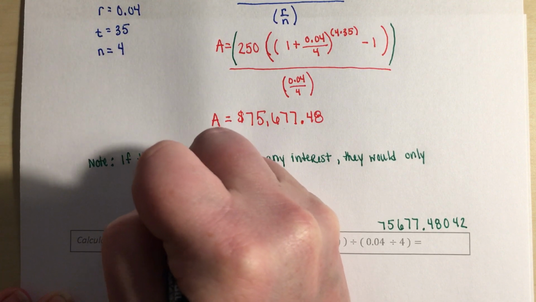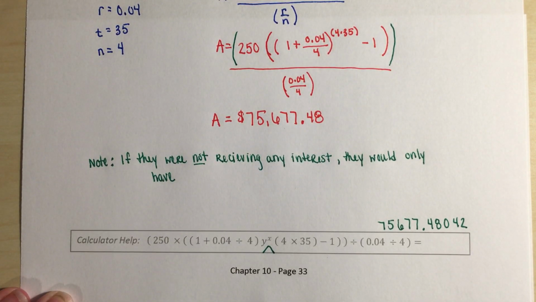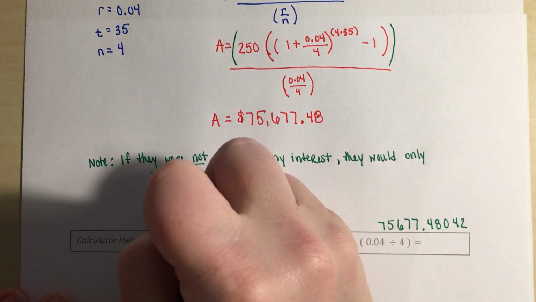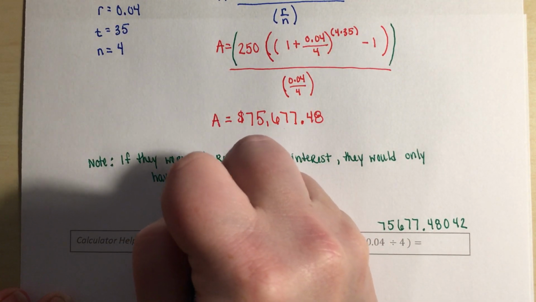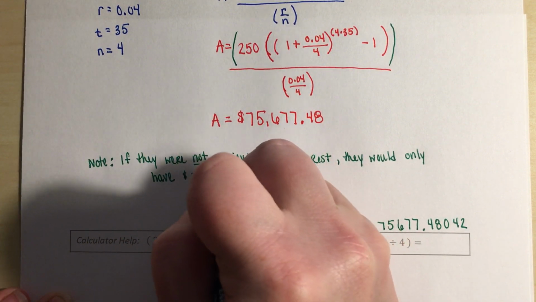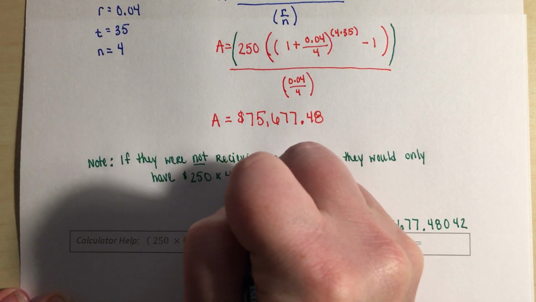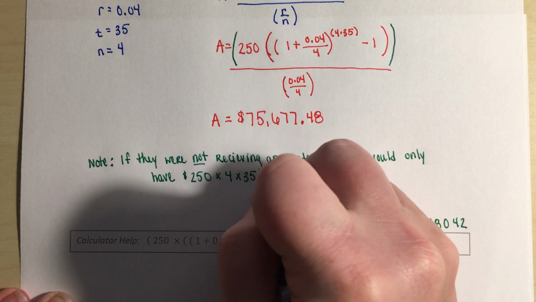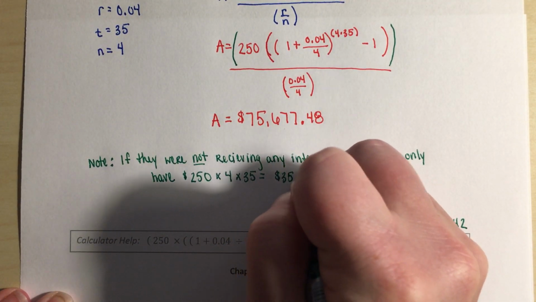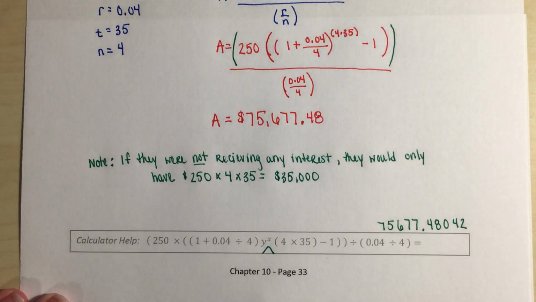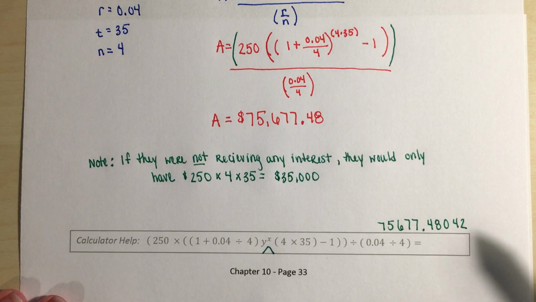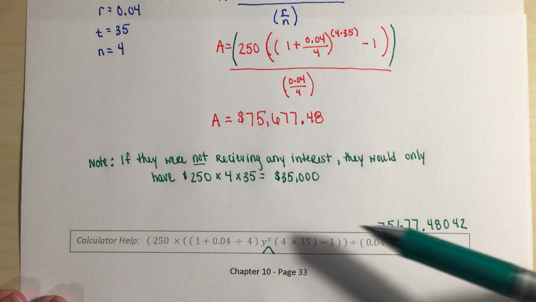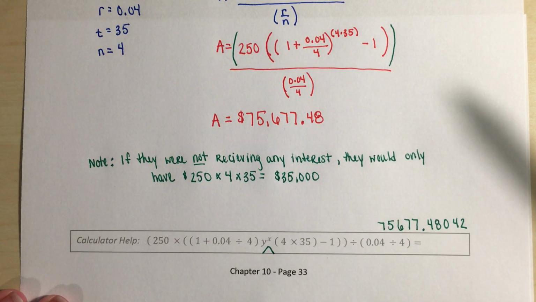So let's say instead of investing money in an ordinary annuity, they were just putting it in a bank account that doesn't gain interest. $250 payments times 4 payments per year times 35 years is only $35,000. So out of the money that they have in their account, $35,000 is what they invested, and then the rest of it is all interest.